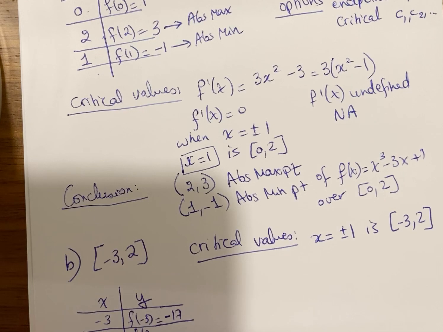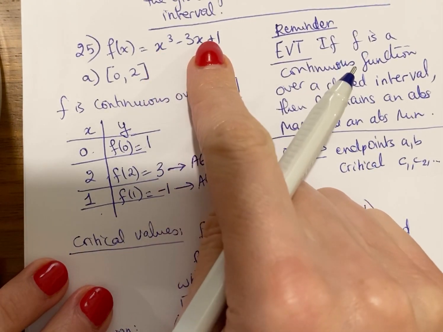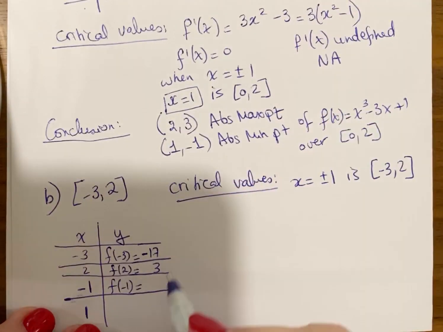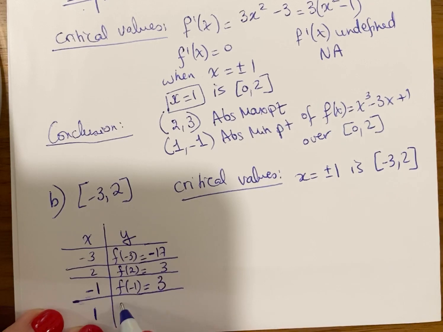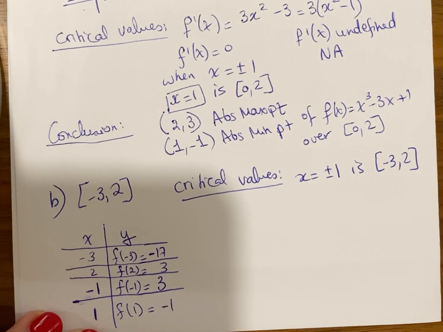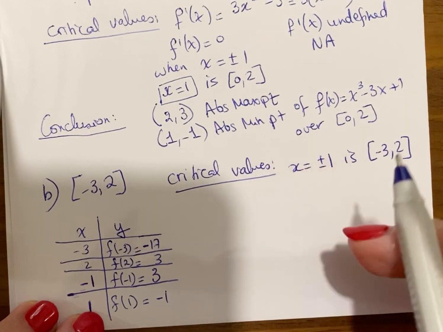F at 2, we already calculated it before, it turned out to be 3. F at minus 1 is equal to minus 1 plus 3, 2 plus 1, 3. And f at 1, which is 1 minus 3 minus 2 plus 1, minus 1. This being said, I look at those numbers and compare them.